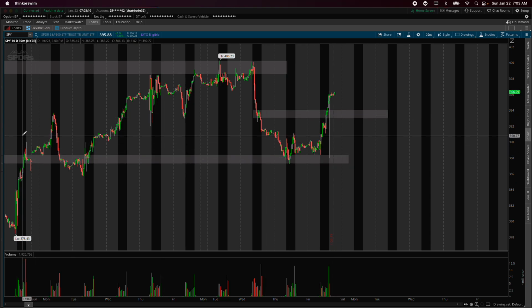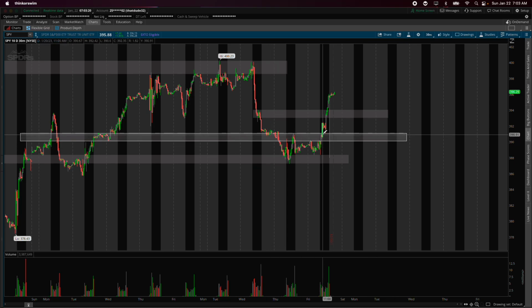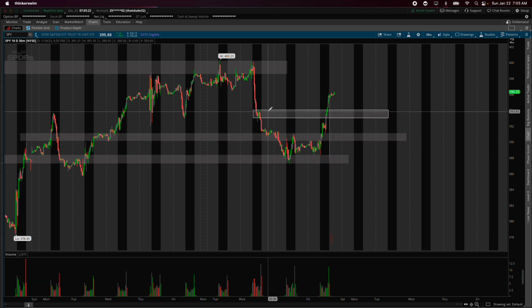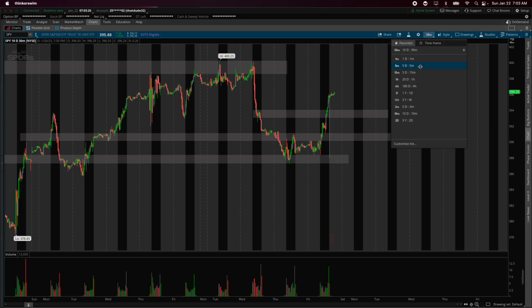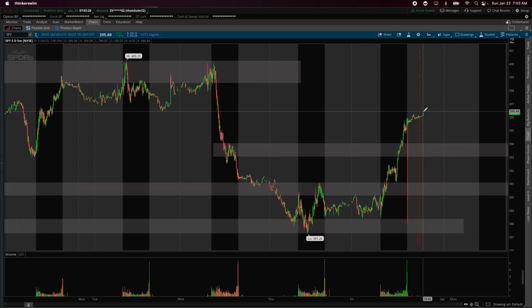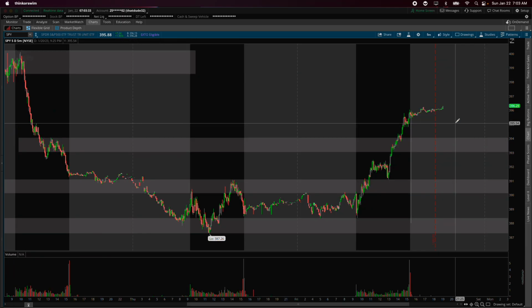So come in here, put that zone in. When I'm trading this day on a smaller time frame, I generally like using a 5 or a 10 minute chart. We'll zoom in here.